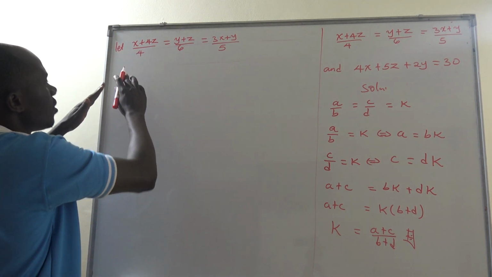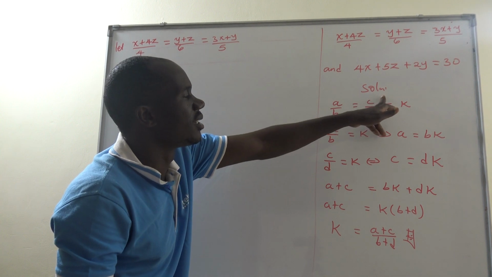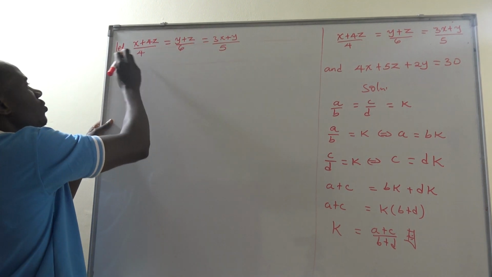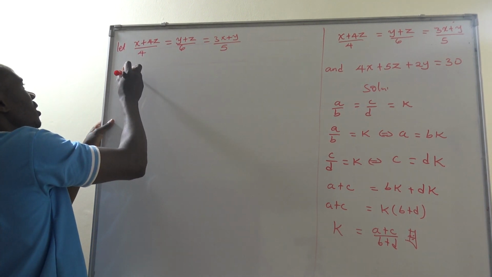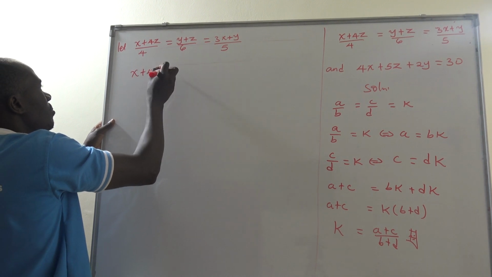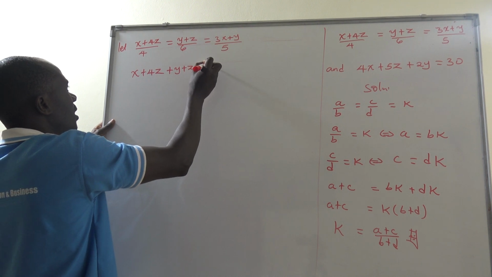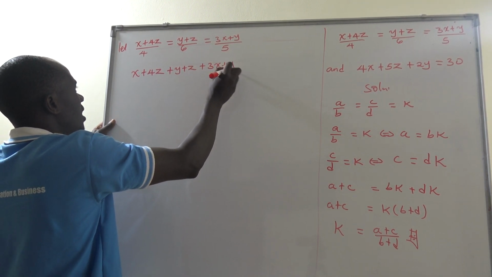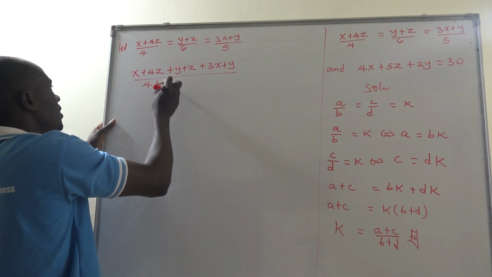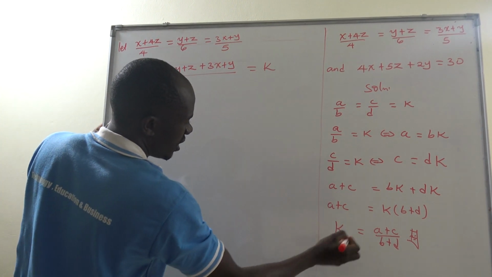What you do, you have already seen that with this K, it came out as a matter of adding the numerators and adding the denominators together. So the same story is going to happen here. We are going to add the numerators. We are going to say x plus 4z plus y plus z plus 3x plus y all over 4 plus 6 plus 5 equals the constant K, which is already here.